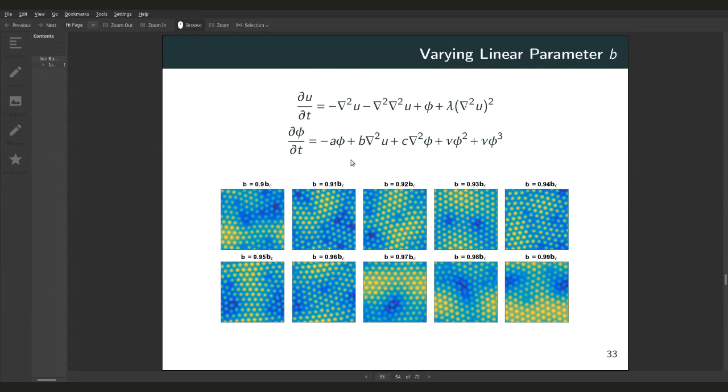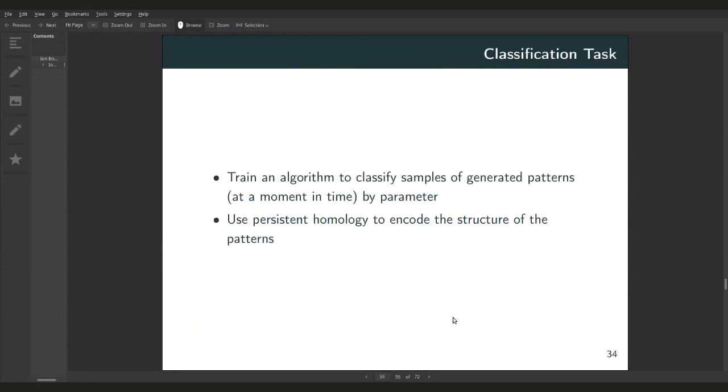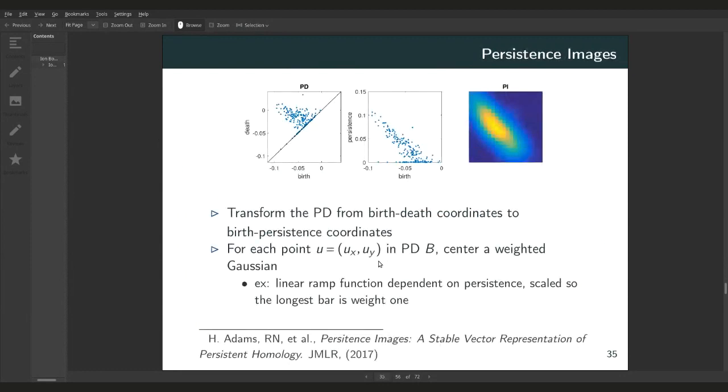Okay, so again, we're going to vary the linear parameter, but this time I'm going to vary it from 0.9 to 0.99, so filling out my parameter space a little bit more. Our big goal is to train an algorithm to classify samples of this generated pattern at a moment in time, for now by parameter, and we're going to use persistent homology to do that.